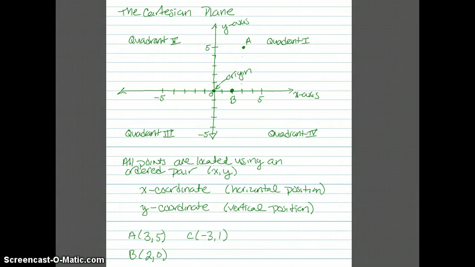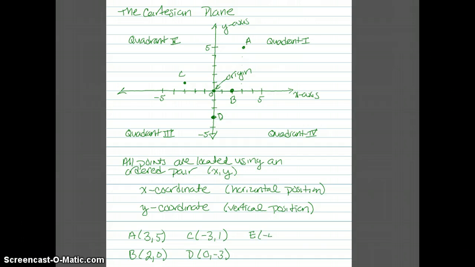The next point is (-3, 1), so I'm going to -3 on the x-axis and then up to 1 on the y-axis. And there's my C. Next I have D, which is the point (0, -3). So that means I'm not going left or right at all, just going down to -3 on the y-axis.